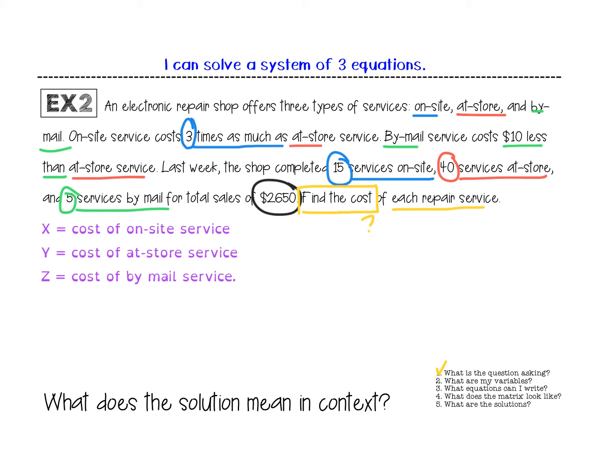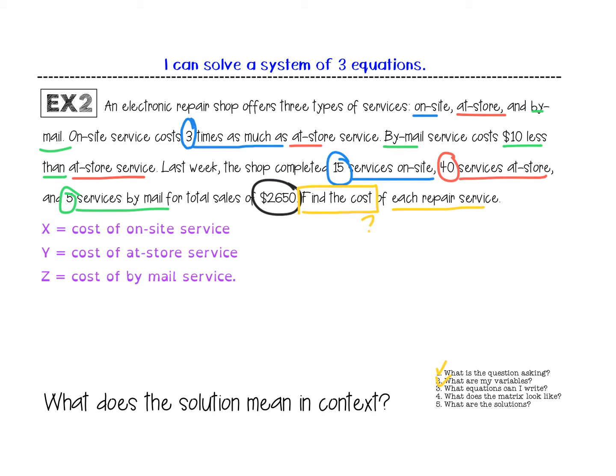You can use any variable you want, but I just like to use x's, y's, and z's. So x is the cost of the on-site, y is the cost of the at-store, and z is the cost of by mail. All right, so now that I've identified my variables, what equations can I write?